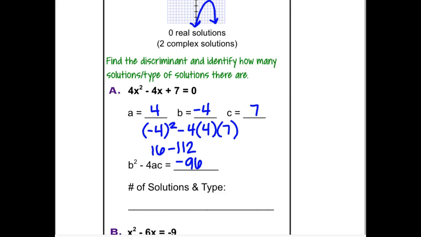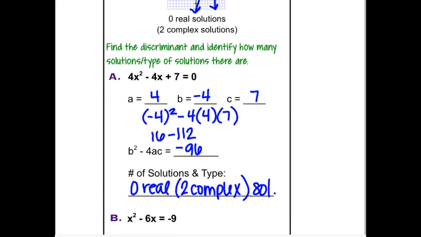So what that means is we have 0 real or 2 complex solutions. You don't need to necessarily put in the 2 complex, but it is nice that you can recognize that.